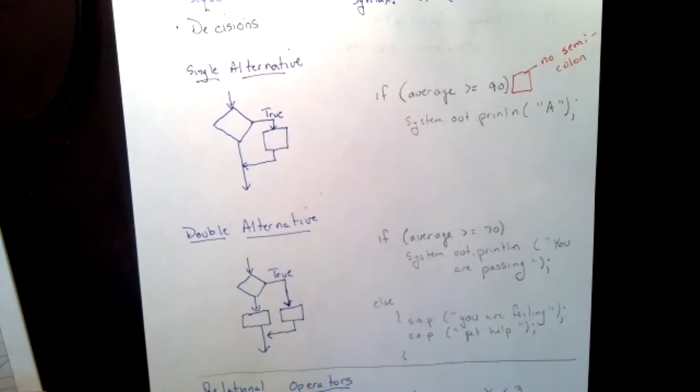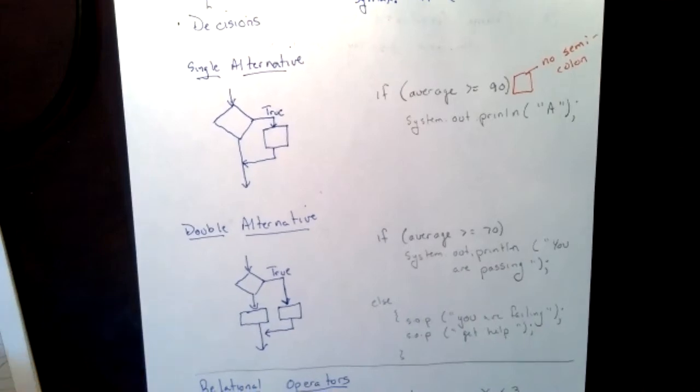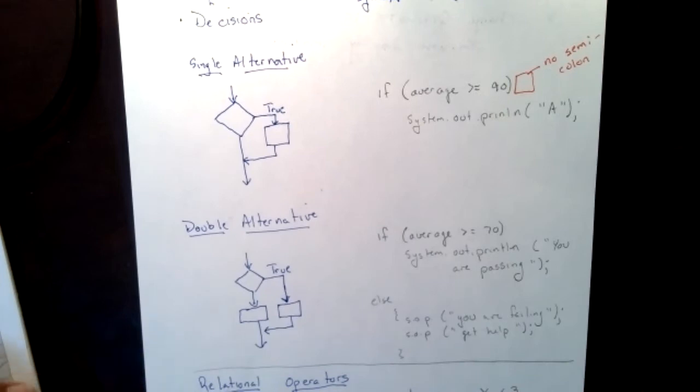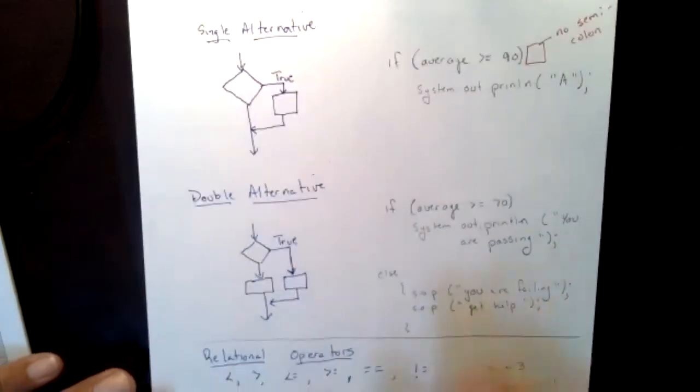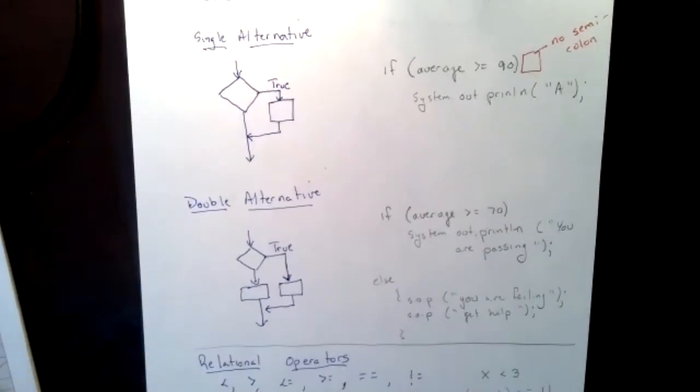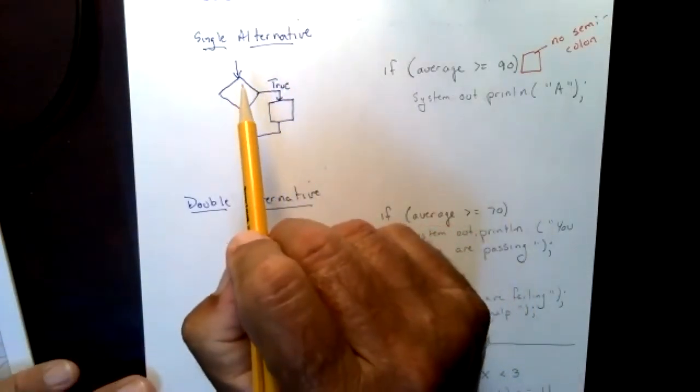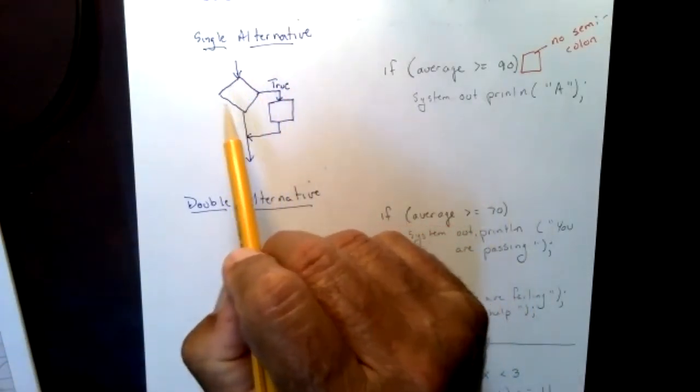Some old languages used to have ifs and thens and elses. We don't have the thens, but we have just an if. So first thing I want you to do is take a look at how this process works. Well, the first thing we're looking at is something called single alternative. And I have a copy of a flow chart, a short one, in front of you. As you can see, we start at the top with an arrow and come down and come into a diamond.